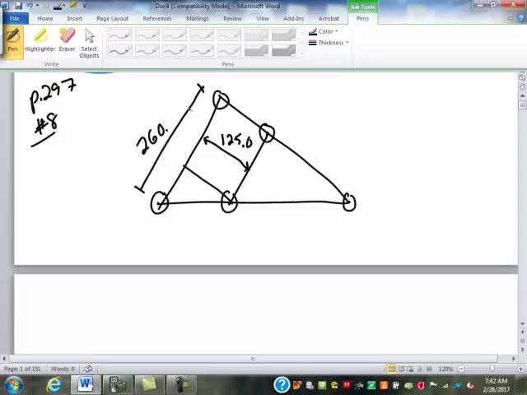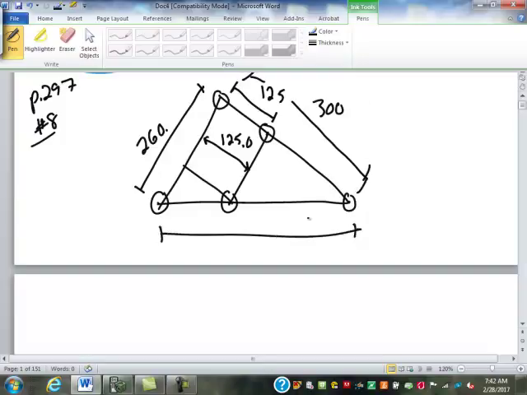260 center to center on the holes. 125 here again. And 300 total. That's bad notation there, but that works. 360 here. We're asked to find B.